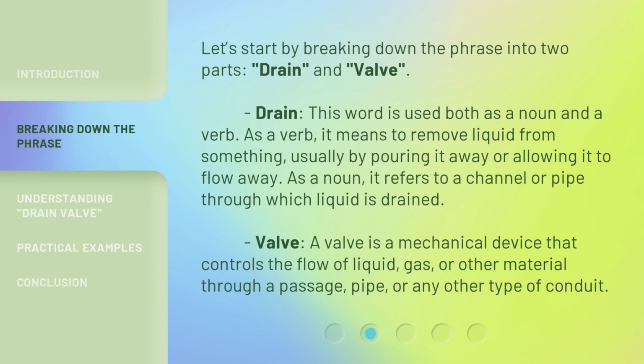Let's start by breaking down the phrase into two parts, drain and valve. Drain. This word is used both as a noun and a verb. As a verb, it means to remove liquid from something, usually by pouring it away or allowing it to flow away. As a noun, it refers to a channel or pipe through which liquid is drained. Valve. A valve is a mechanical device that controls the flow of liquid, gas, or other material through a passage, pipe, or any other type of conduit.